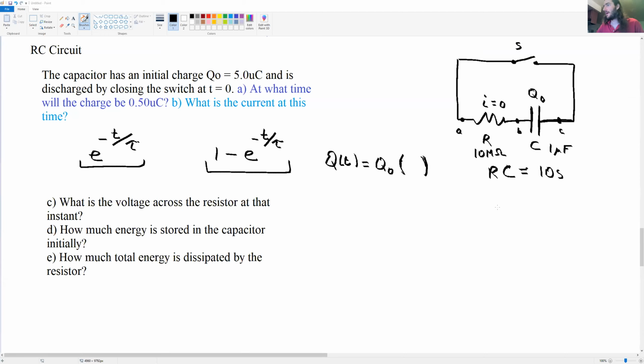Okay, I'm back. How is it going here? So I see a lot of people with some answers now. "23 seconds sounds reasonable for sure. What is the current at this time?" So only a couple people have given an answer on that part. So how are we doing on that part? Do we know what to do for part B?